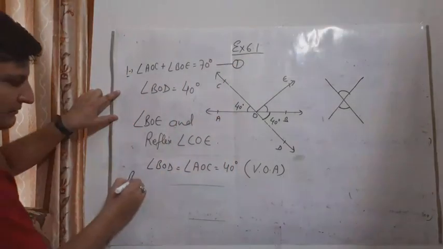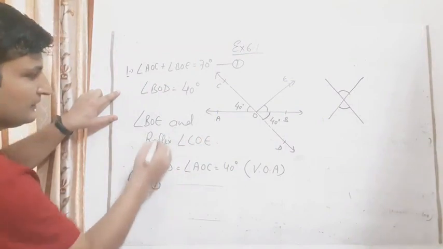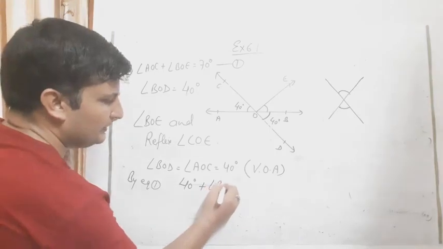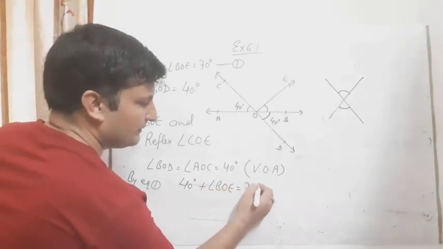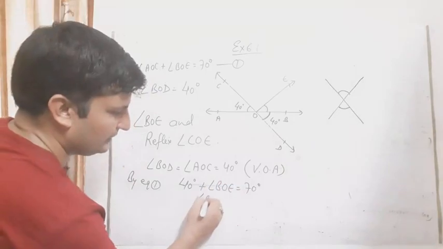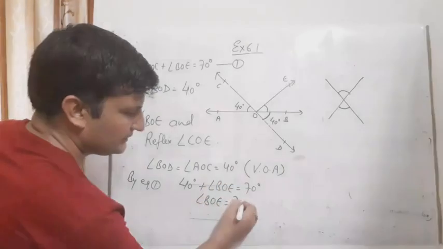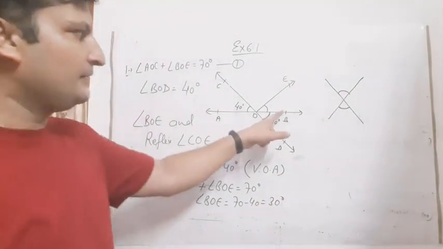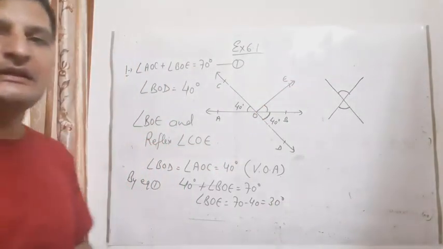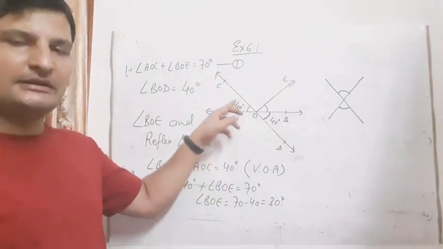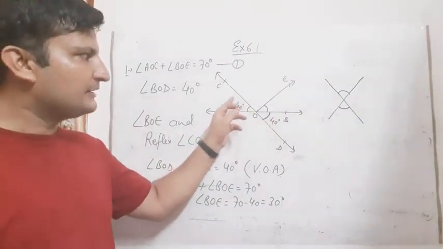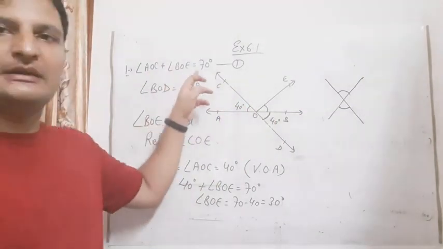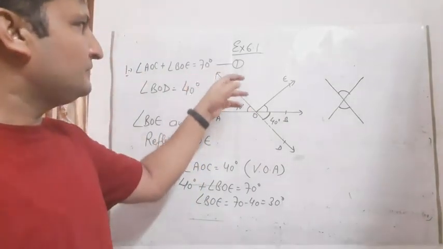Put in equation 1: angle AOC 40 degree plus angle BOE is equal to 70 degree. So angle BOE is equal to 70 minus 40. That means this is 30 degree. So angle BOE we have found is 30 degree, because these two are vertically opposite angles, 40 and 40 degree, and the sum of these two angles is given as 70 degree. Putting 40 degree here, we get angle BOE is equal to 30 degree.